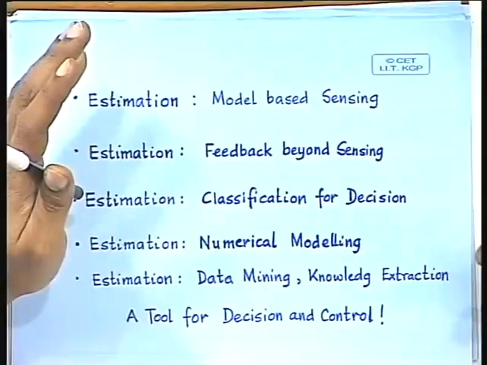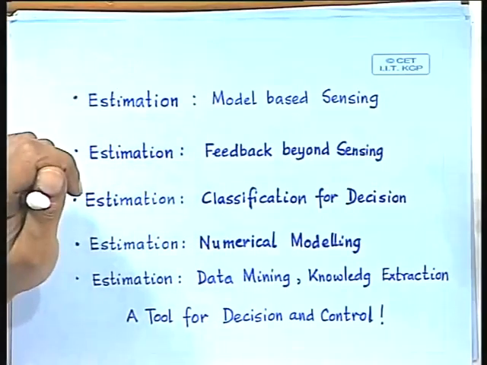Because we want to take action, right. Obviously, we do not take action open loop or in a predetermined fashion, but in many situations we take action which is based on the current behavior of the system. So to be able to generate meaningful action, we need feedback from the system that we are trying to control or operate. In that sense, estimation gives us feedback, but feedback which is much beyond conventional sensing.